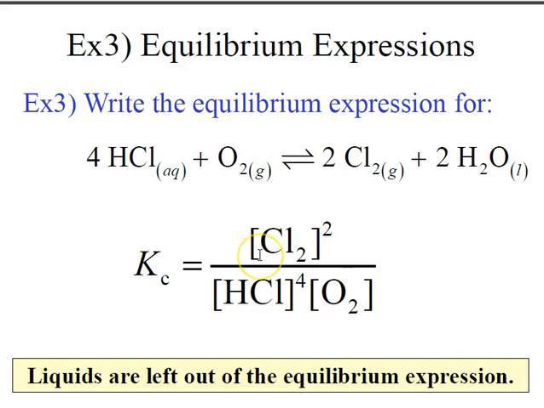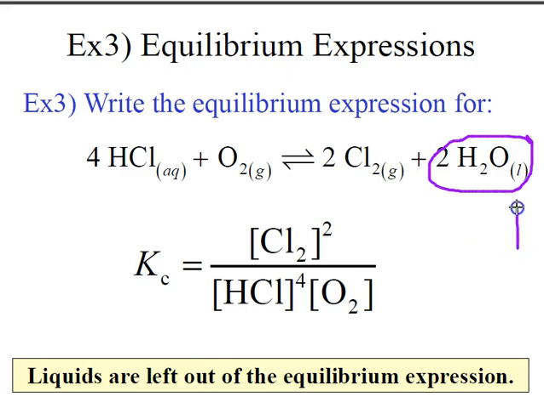All right, here's another example. Write the equilibrium expression for this reaction. So Kc equals products on the top, reactants on the bottom, raised to their coefficient. What do you see that they left out here? They left out the water.